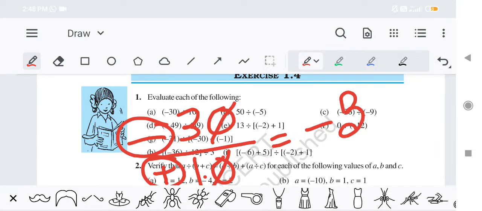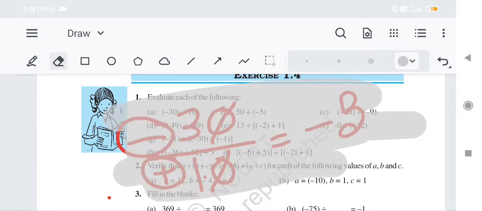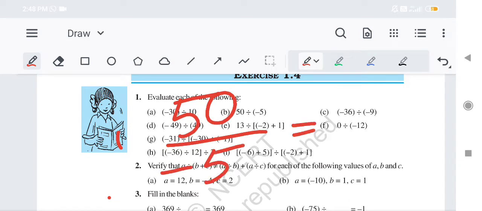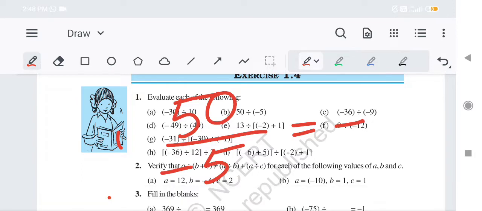Okay. Next sum, 50 is divided by minus 5. The number 50, which is a positive integer, is divided by minus 5. A positive integer is divided by a negative integer, so definitely in the answer we will get a negative integer. Then we will divide the numbers, means 50 will be divided by 5. So in the answer we will get minus 10.